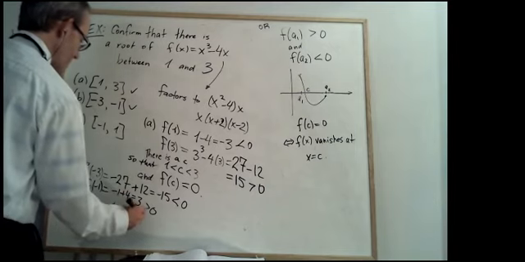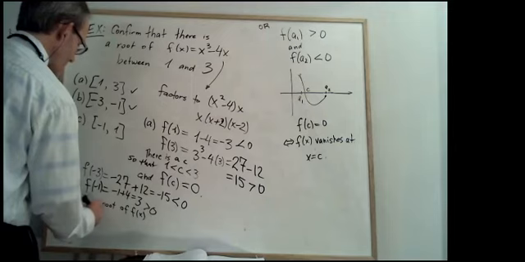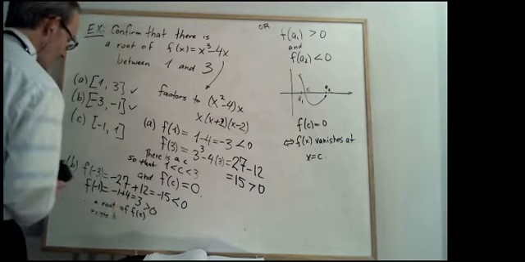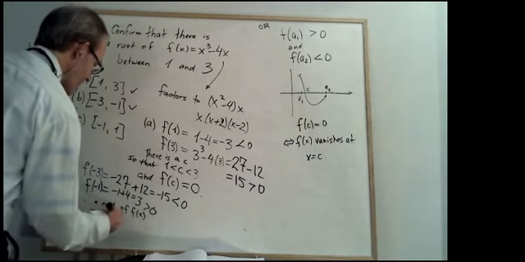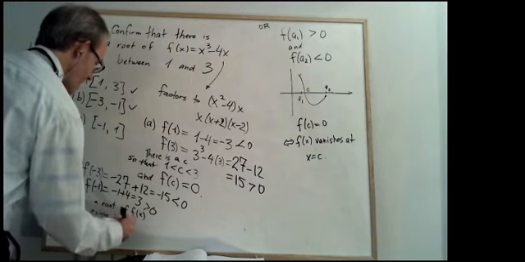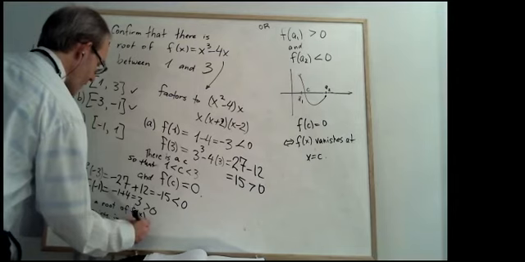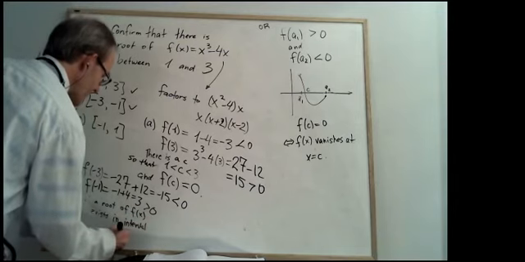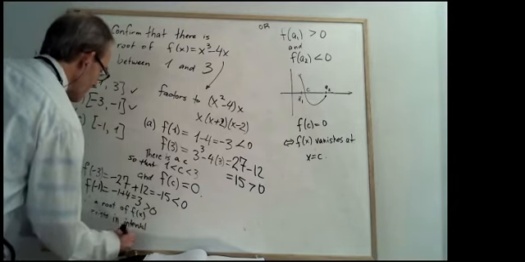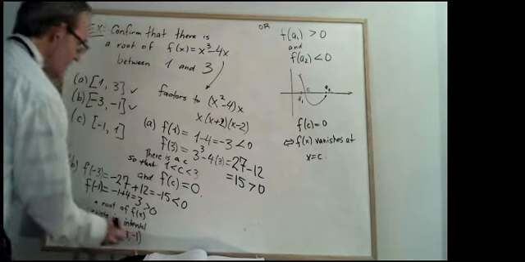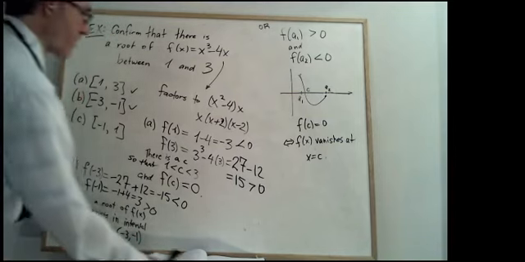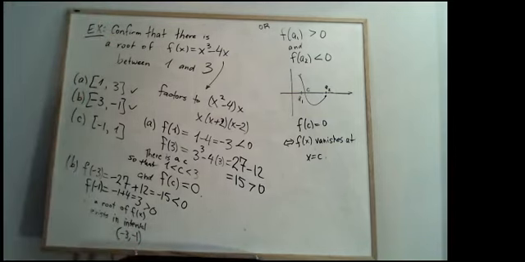So we'll just write it a different way. Root of f of x exists in the interval, and we'll make it now rounded brackets, minus 3, minus 1, since we know the root cannot be at the endpoints. Okay.